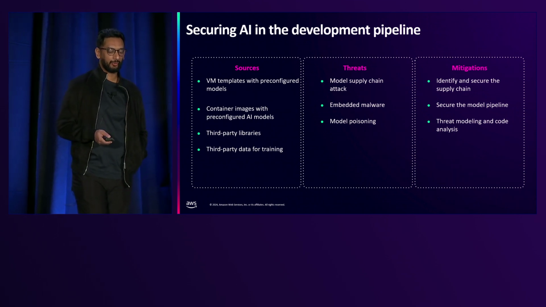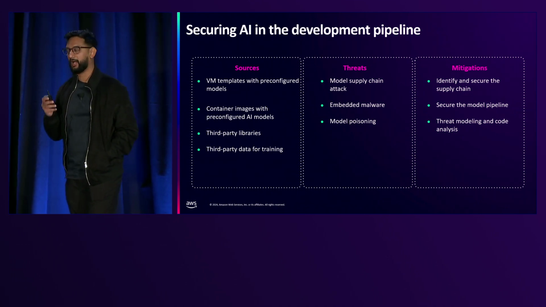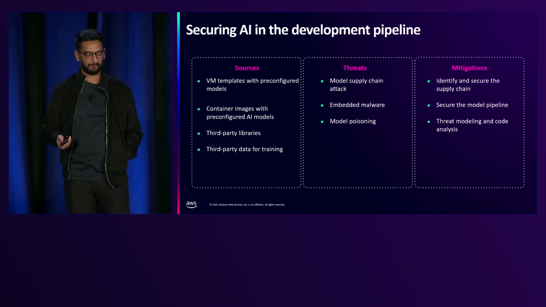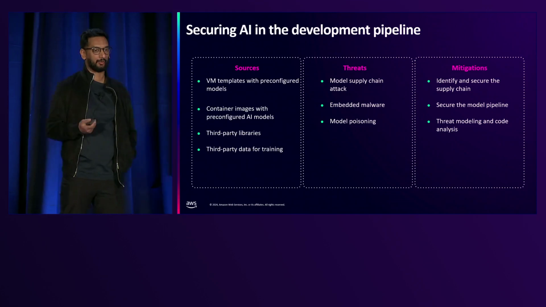So what can you do to mitigate these risks? Ensure that you're identifying and securing the supply chain. You want to secure the model pipeline, and you want to threat model and do code analysis as well.